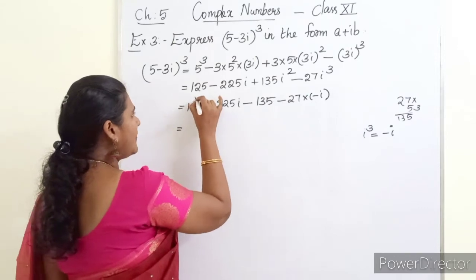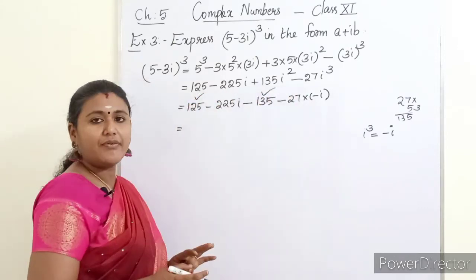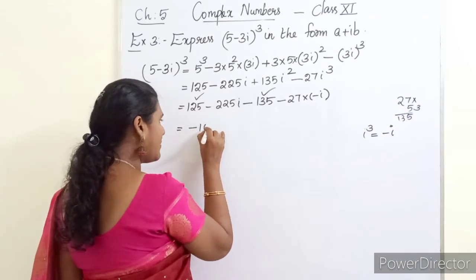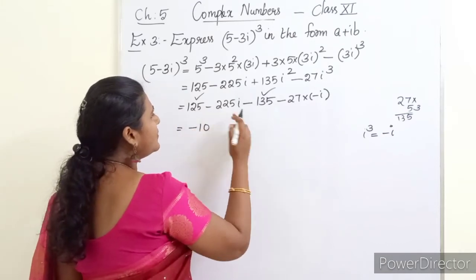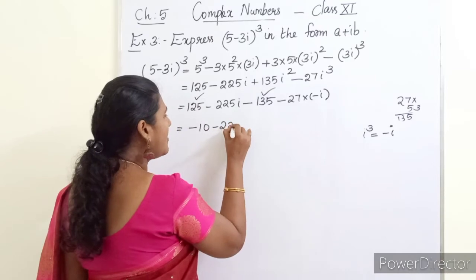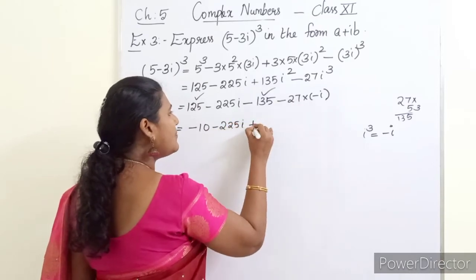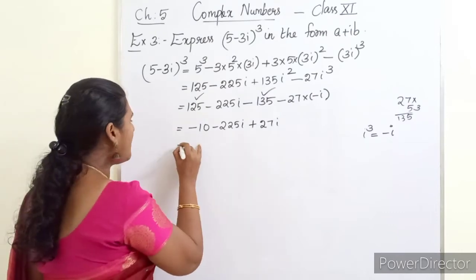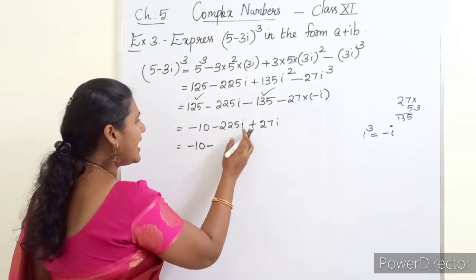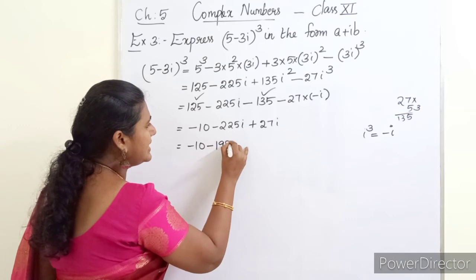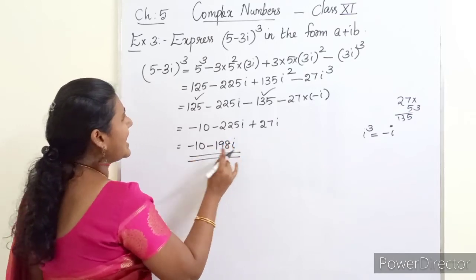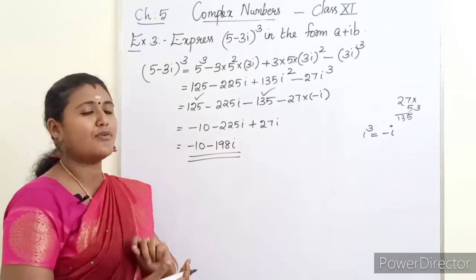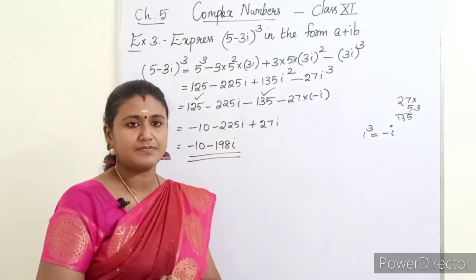So 125. We will now simplify the real part. 125 minus 135 is minus 10. And here you see minus 225i, and here you will have a plus 27i. So this we will simplify now. So minus 10, and here you will have minus 198i. So this is the answer. So we have expressed the question in the form a plus ib.